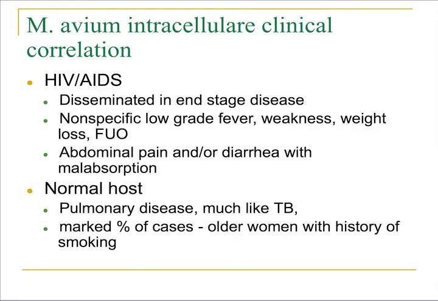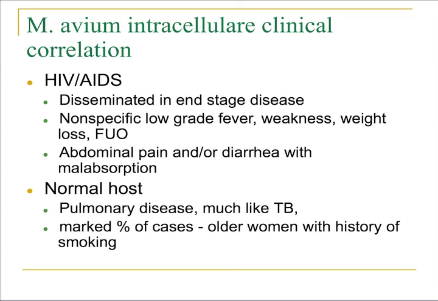On the next slide, we can see the correlation with HIV and the normal host. MAC disease in HIV is usually disseminated in the end stage of AIDS. It's nonspecific low-grade fever, weakness, and weight loss, and sometimes presents as a fever of unknown origin. As I said before, it can be abdominal pain and/or diarrhea with malabsorption.